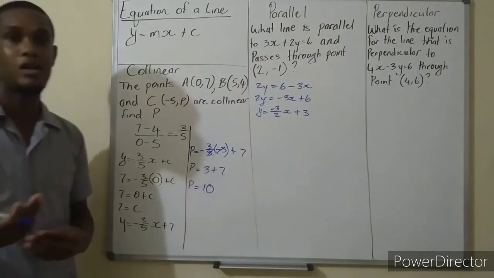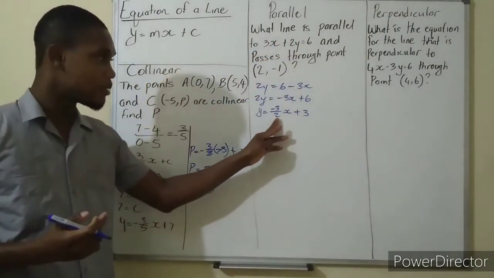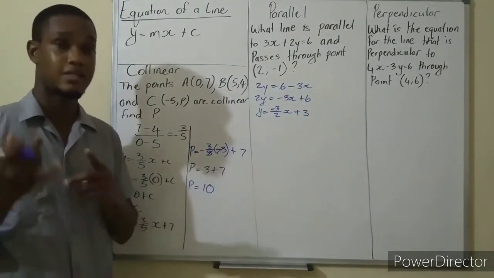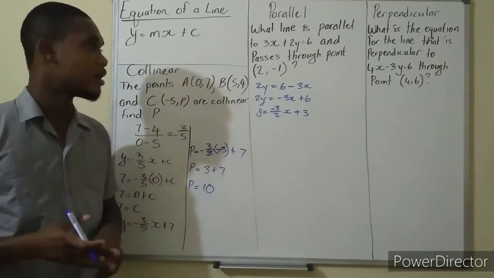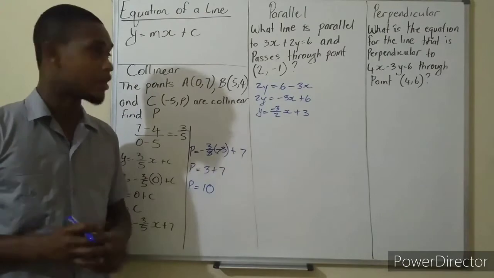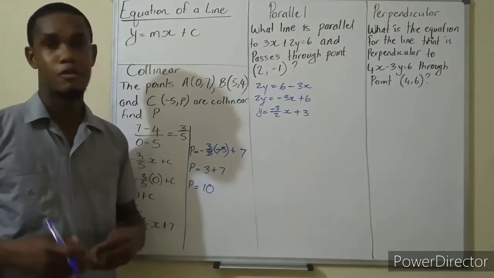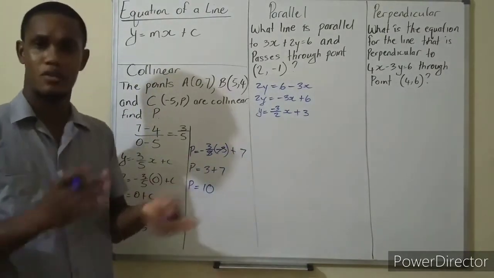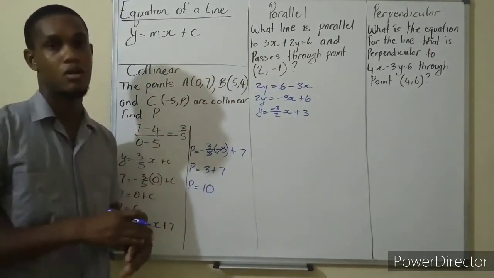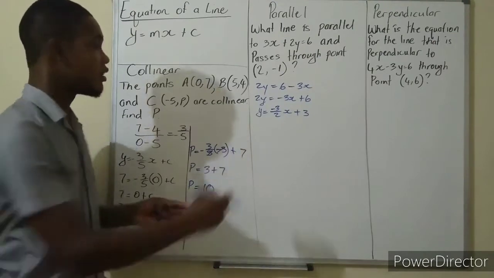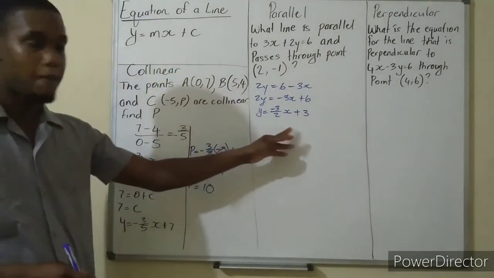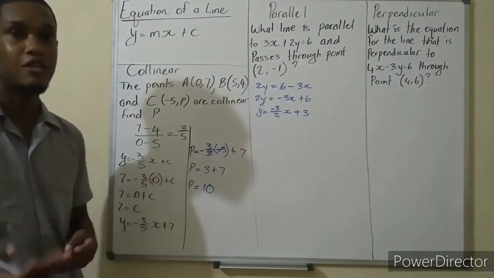Now for it to be parallel, it means that the gradient must be the same, but the constant will be different. Most times, for a line to really be parallel, the constant cannot be the same. It will be different, even by a point, because if they are the same, it means that both lines are on top of each other. When two lines are parallel, they are beside and not on top of each other. So the gradient will be the same, but the constant will be different.